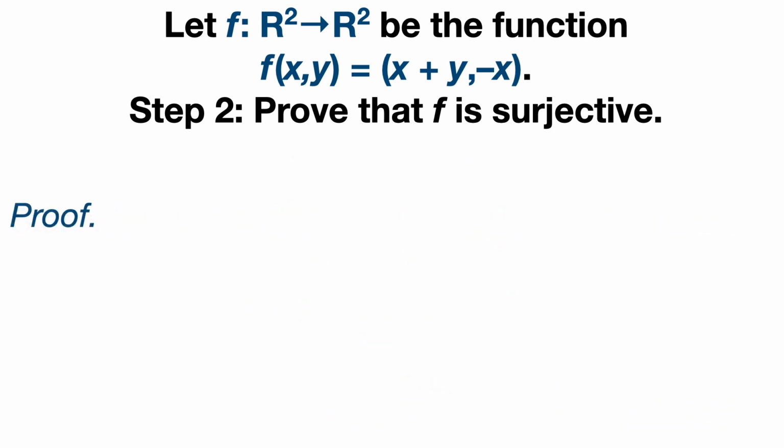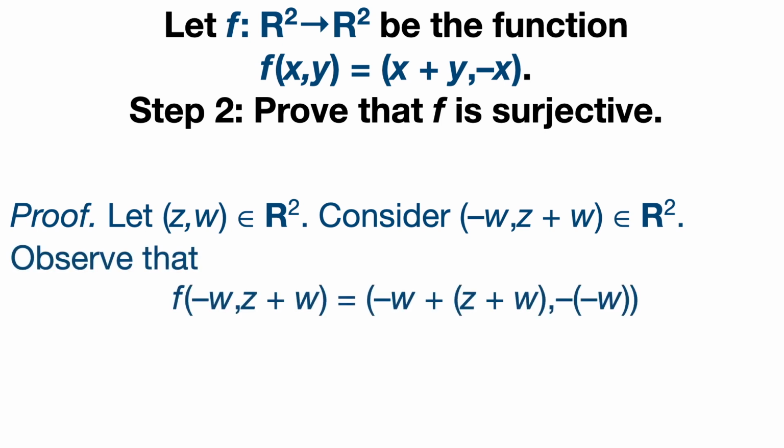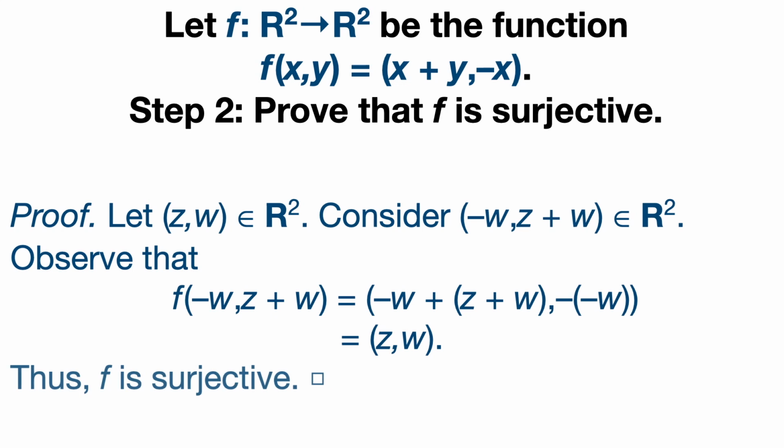We begin with a generic element of the codomain, (z, w), and now we use our scratch work. We identify the element (negative w, z plus w) in the domain. When we plug it into f, we get f of (negative w, z plus w) equals (negative w plus z plus w, negative negative w). And this all simplifies to (z, w) as we needed it to and as we knew it would, and therefore we conclude that f is surjective.